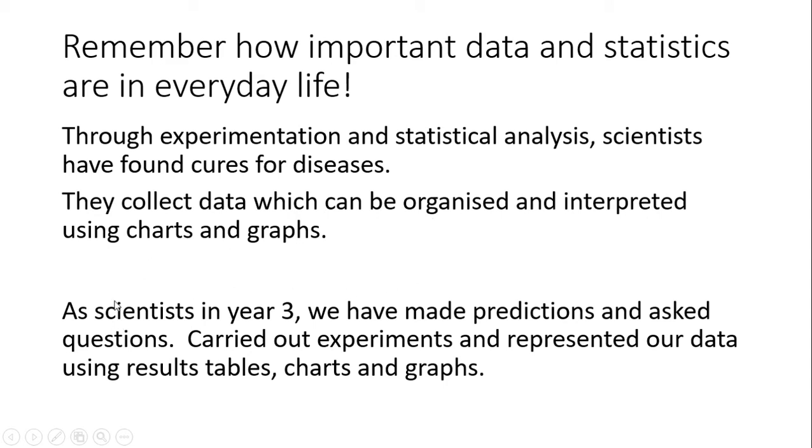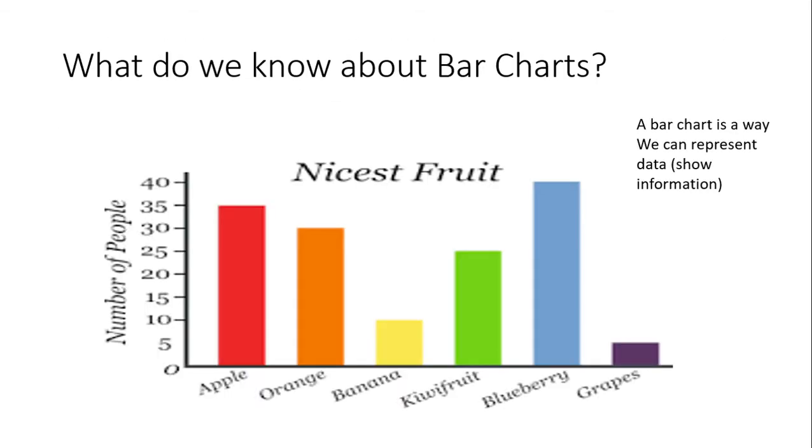As scientists in Year 3, we have made predictions and asked questions, carried out experiments and represented our data using results tables, charts and graphs. So what do we know about bar charts? A bar chart is a way we can represent data or show the results that have been found from a study. Here is an example of a bar chart of people's favourite fruits, the nicest fruit.